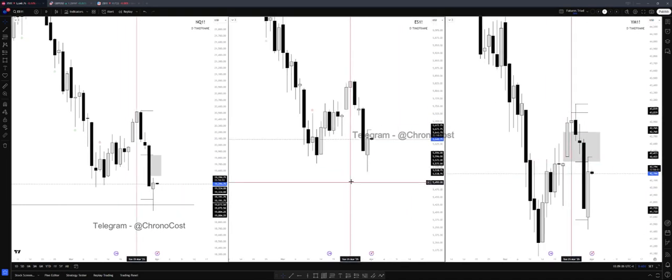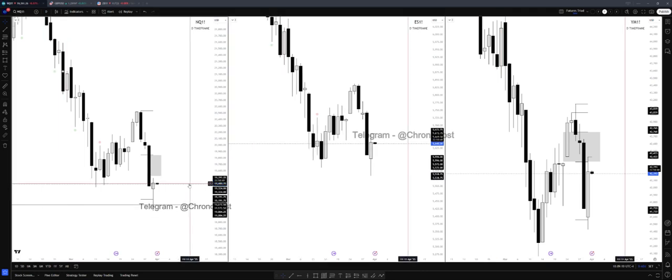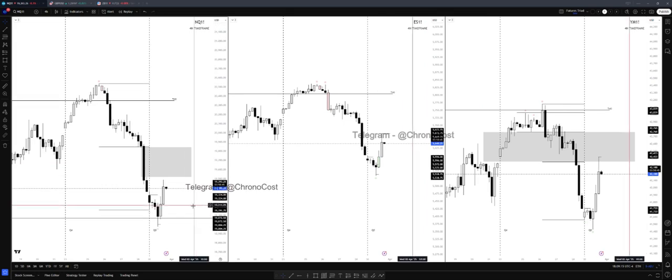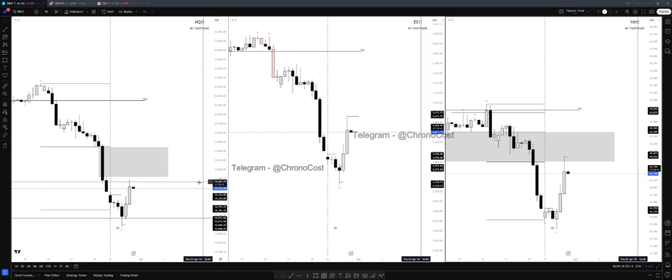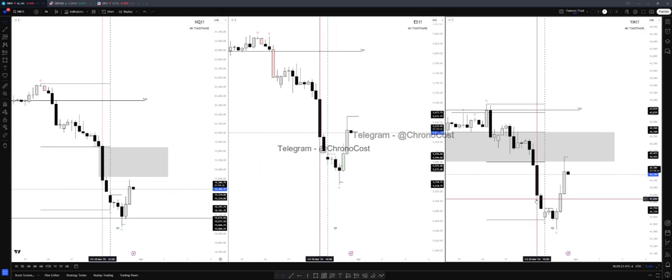This video is basically explaining SMT fill and also how to use PSPs for continuations. Firstly we'll start with SMT fill. It's a super simple concept. All you need to see is a fair value gap form at exactly the same time on at least two assets. Then you need to see one asset trade into that fair value gap and one asset fail. There are multiple variants to it.